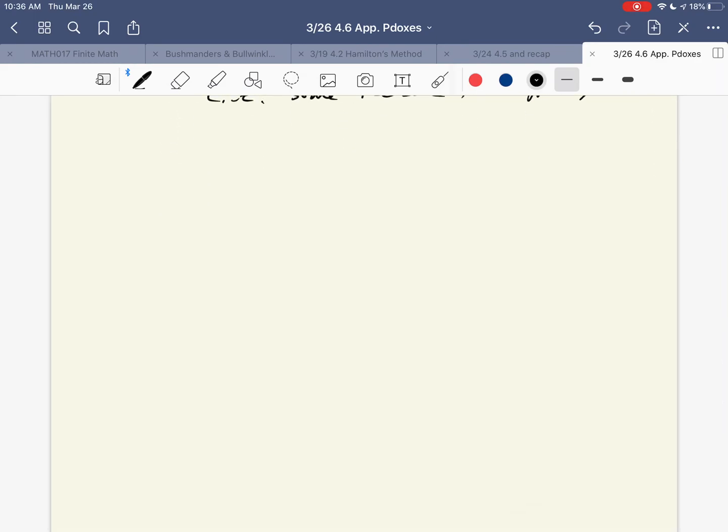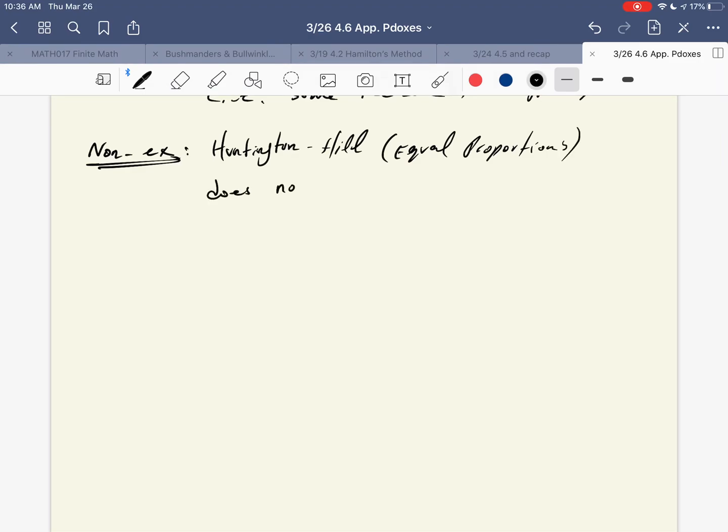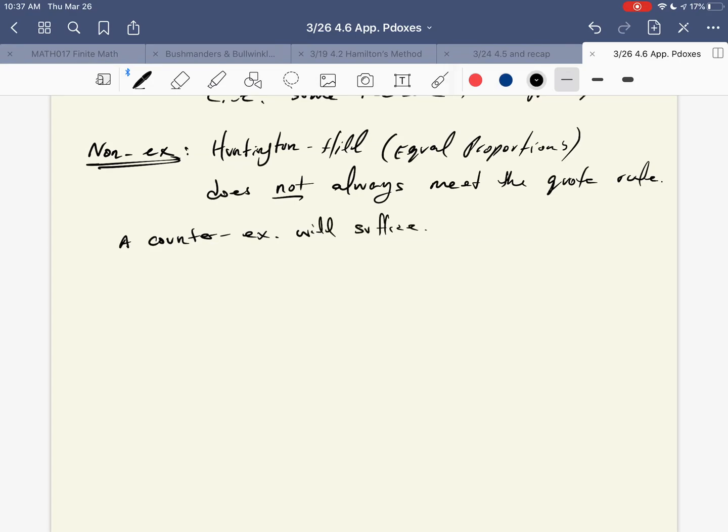Here, I'll let you all write that. Now we're going to try a non-example. Because as I just said, Huntington-Hill, or equal proportions, does not always meet the quota rule. And to show you this, I'm going to do a counterexample. A counterexample will suffice.